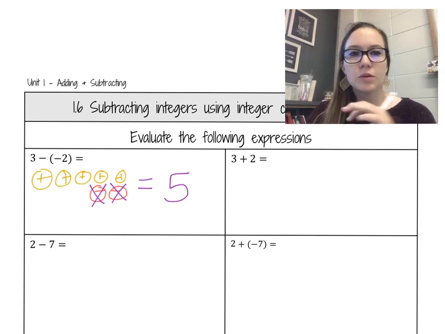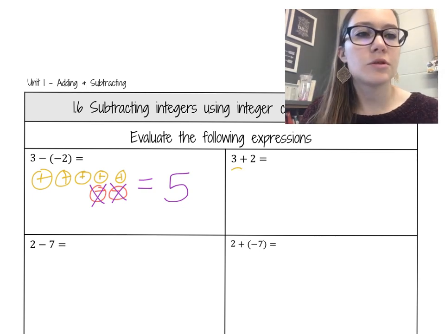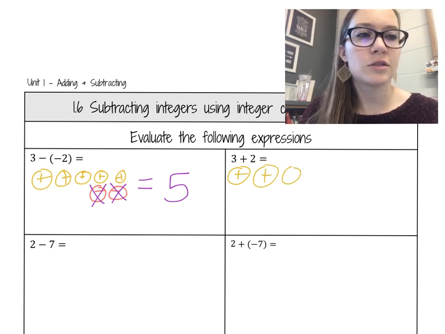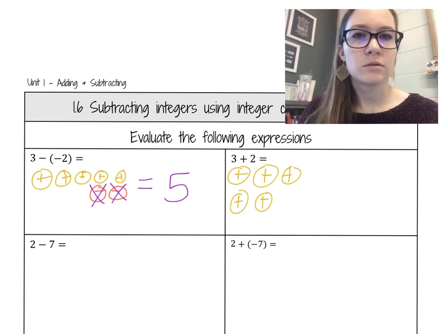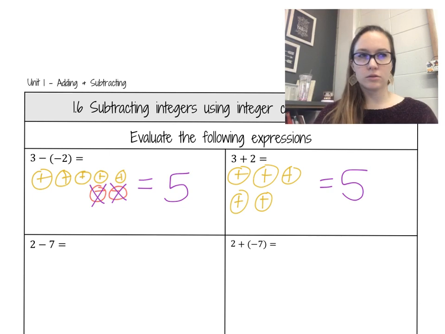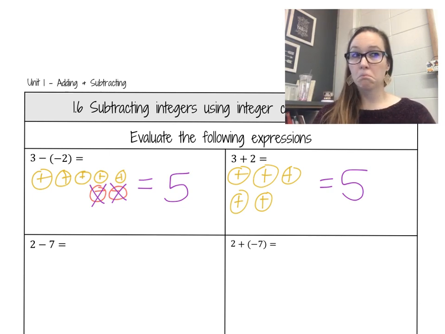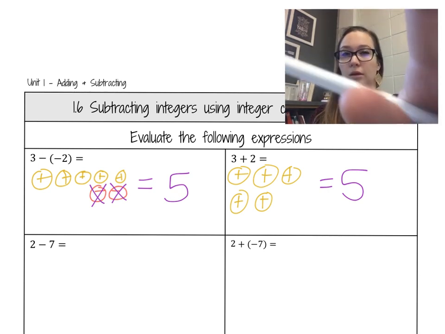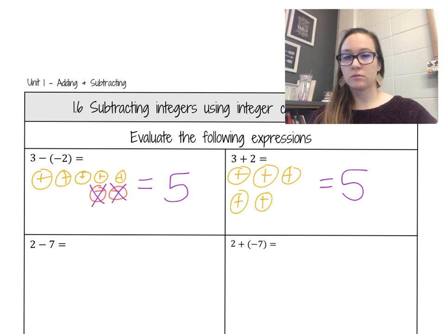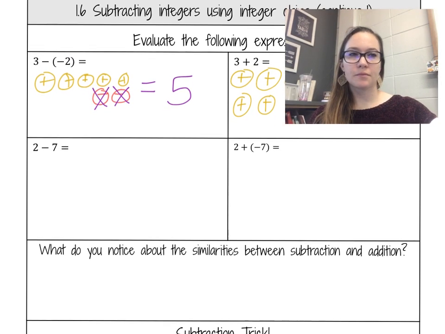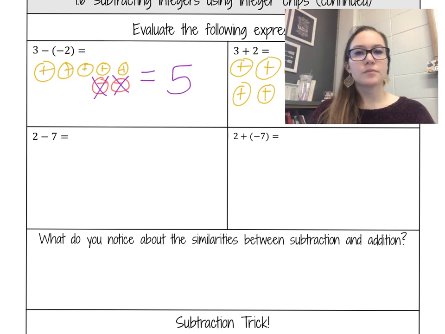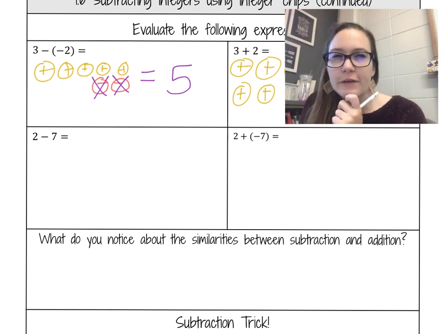Now I'm going to just do 3 plus 2. So I'm going to show 3 positive integers. I'm going to add 2 positive integers. And that also equals 5. So 3 minus -2 is the same as 3 plus +2. Wonder what's happening. Let's try another one and see if we can kind of figure it out.